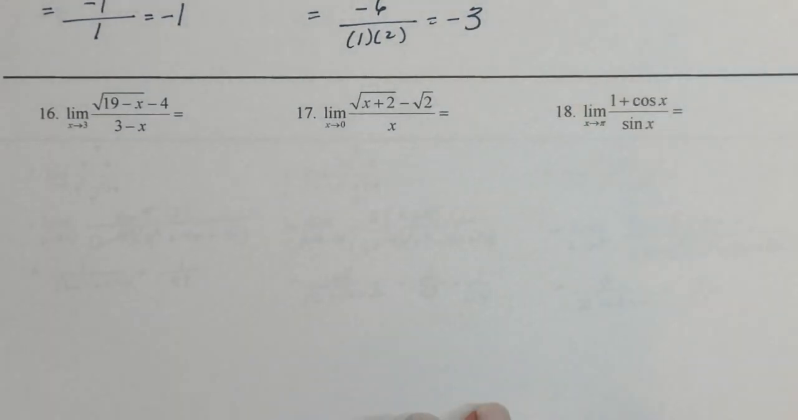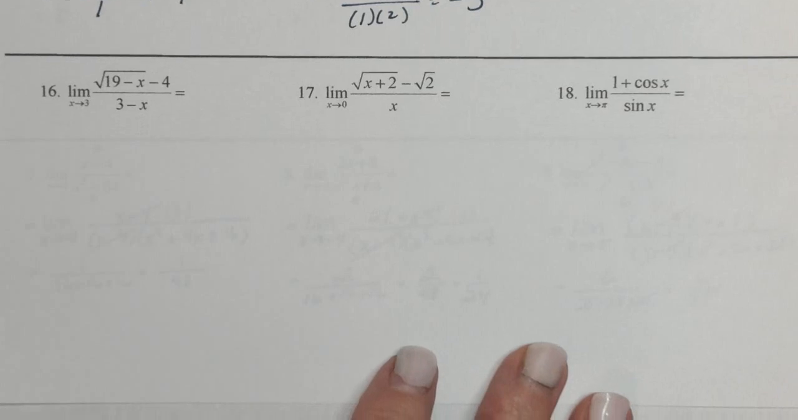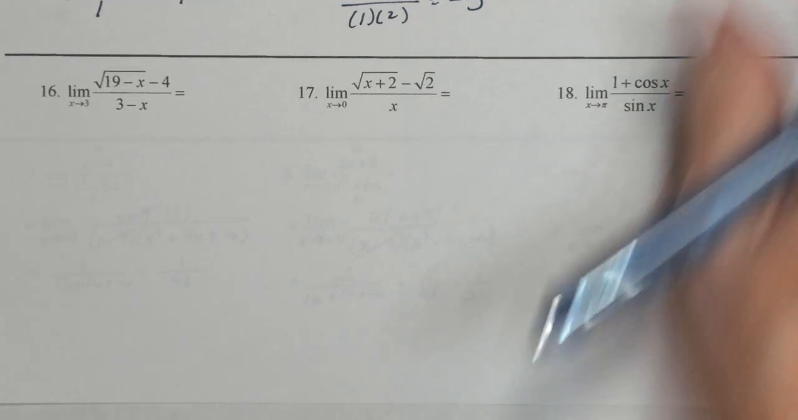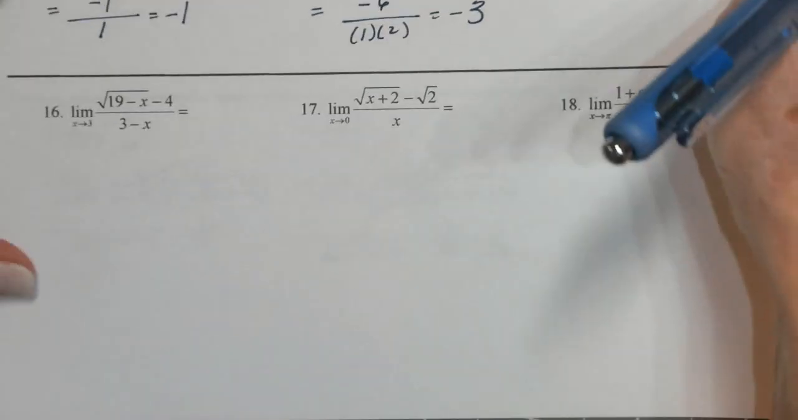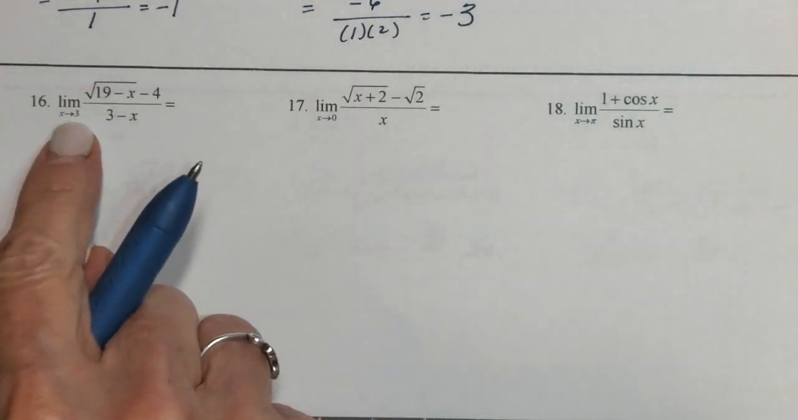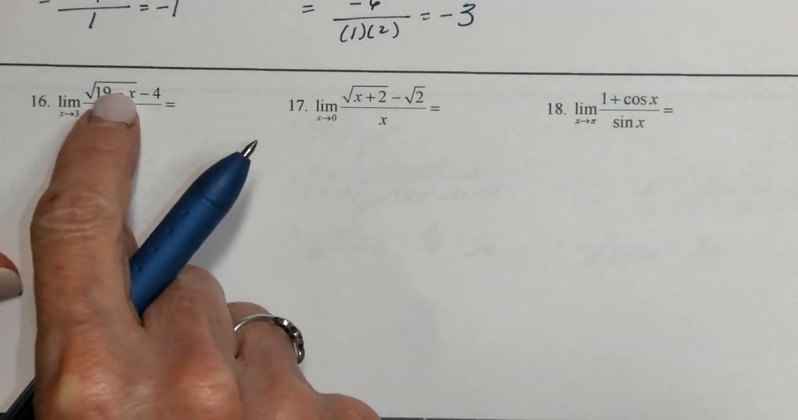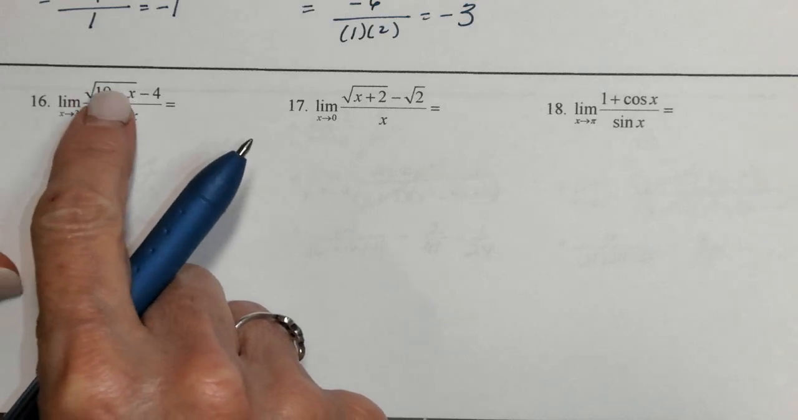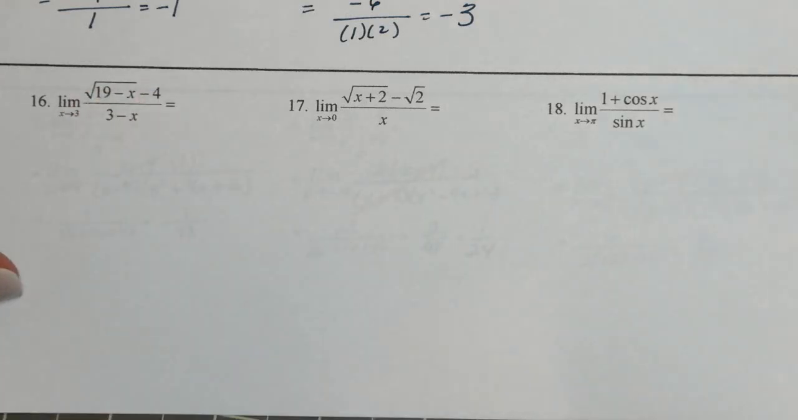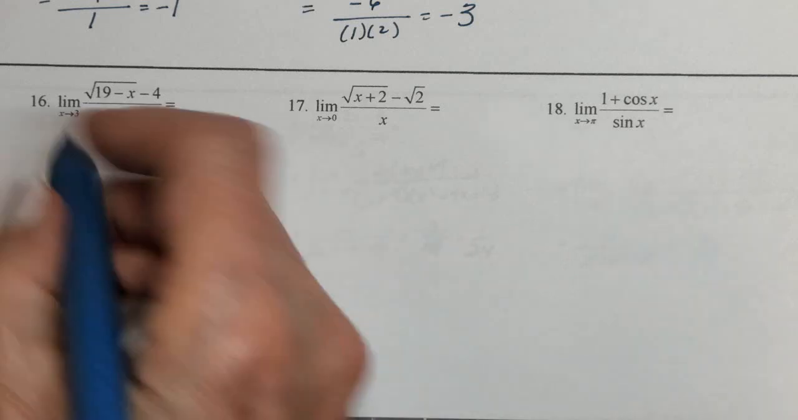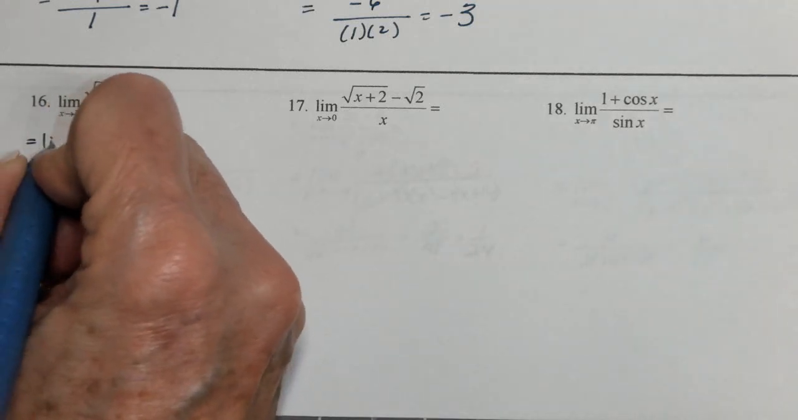Number 16. Alright, put 3 in for x. I get 0 on the bottom. 19 minus 3 is 16. Square root of 16 is 4. Minus 4 is 0. There's a hole because we got 0 over 0. And we have to eliminate the hole.